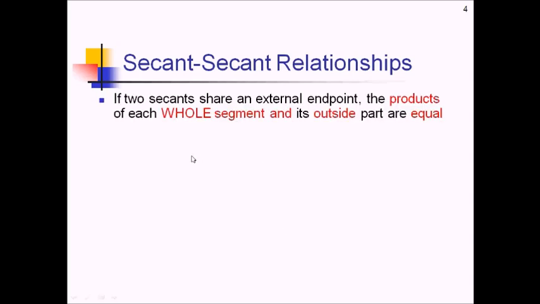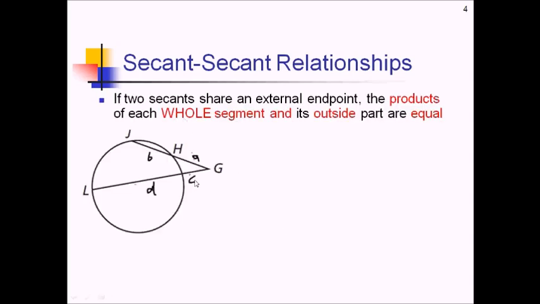Now what if we have two secants intersecting each other? If two secants share an external endpoint, like these two secants in this diagram sharing endpoint G, then the products of each whole segment and its outside part are going to be equal. So here the outside part is the A and the C over here, so we can say A times the whole segment, A plus B, equals this outside part, C, times this whole segment, C plus D. And just make sure you're adding those pieces in parentheses.